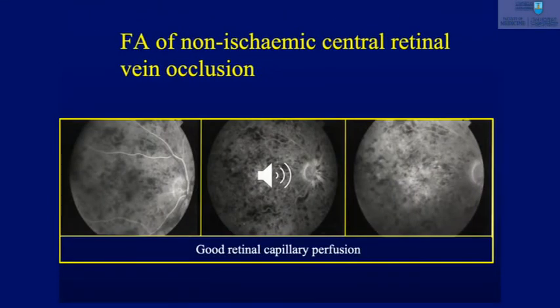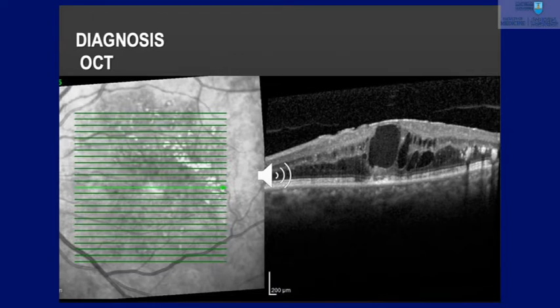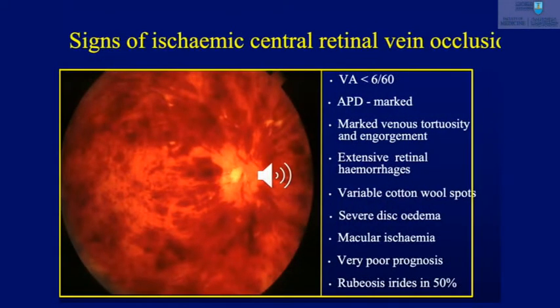Again, if you perform fluorescein angiography for non-ischemic central vein occlusion, we can find that there is good retinal capillary perfusion, which indicates that the patient may regain his vision following this insult. OCT can highlight the degree of the affection of the macula, in which we can find cystic changes and sometimes epiretinal membrane formation.